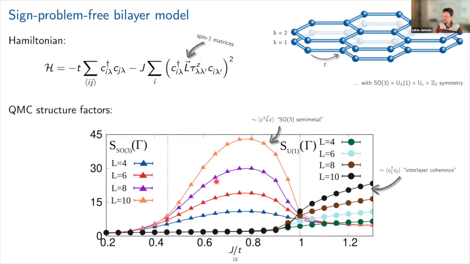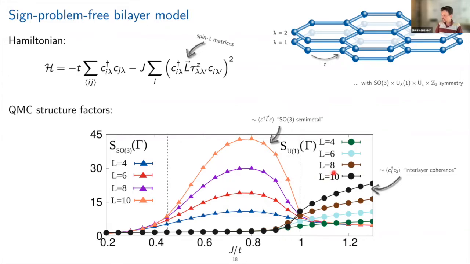For different system sizes, as a function of J, this coupling, you find that beyond a certain threshold in this phase here, this SO3 structure factor, which can be understood as an order parameter for the SO3 order, increases with system size, diverges with system size. That means that really in this phase you have SO3 order. So that is really between this weakly interacting phase and this intermediately interacting phase. You really have this transition and you can study that.